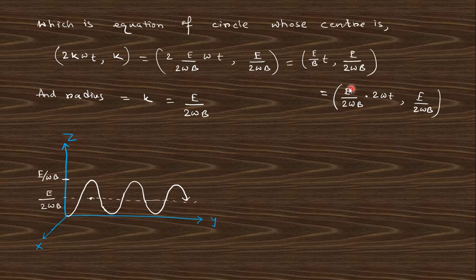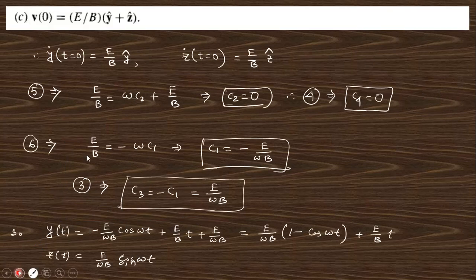You can see here with increasing time the center will increase linearly along the y-axis, and the z-axis will be the same, and the radius will be the same as the z-axis value. So this will be the trajectory of this particle. Clear? Go to the next one where the condition says the velocity will be along y and z also.